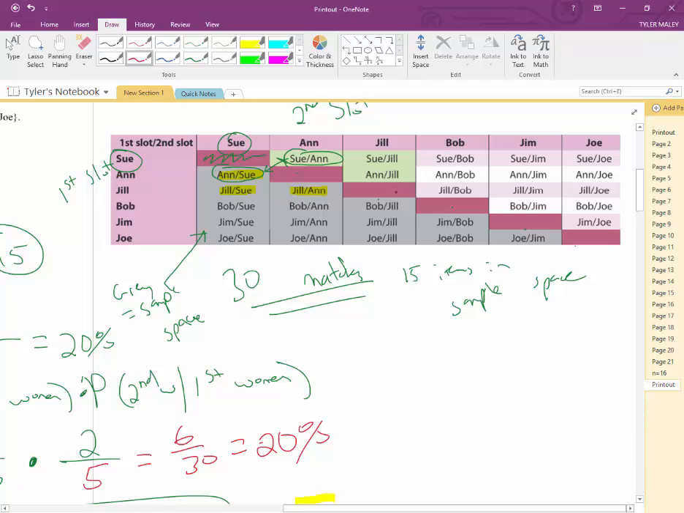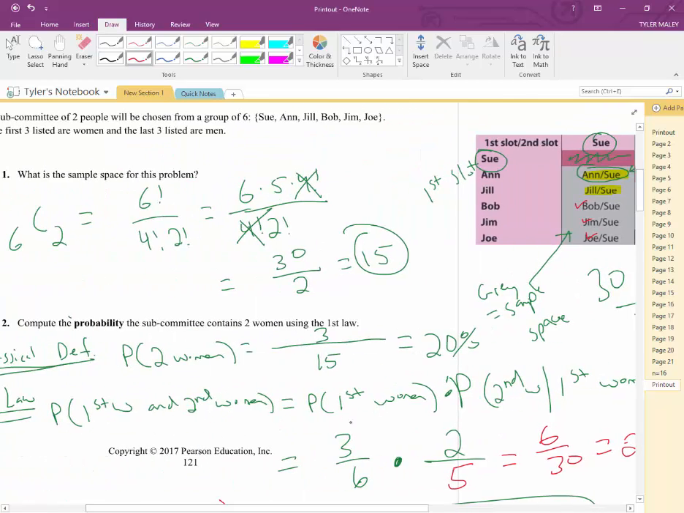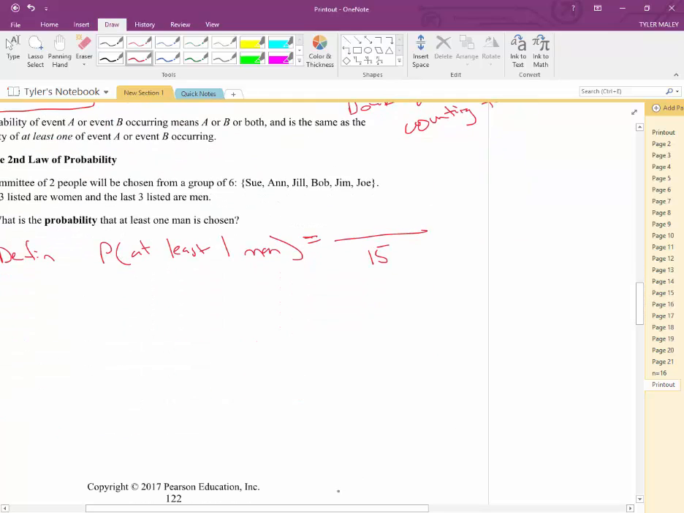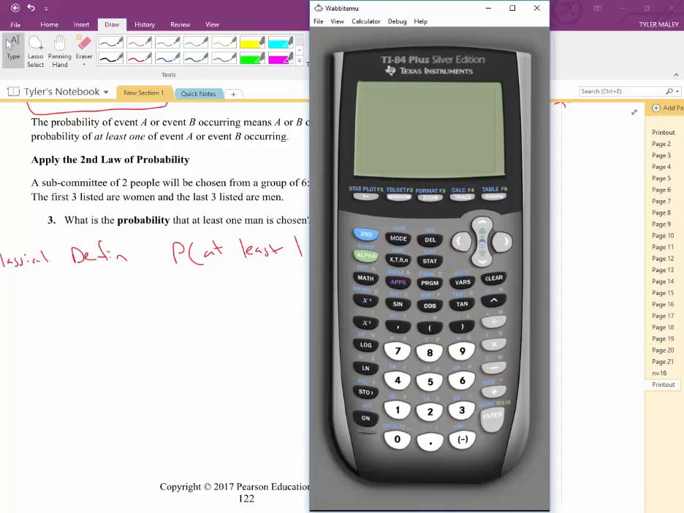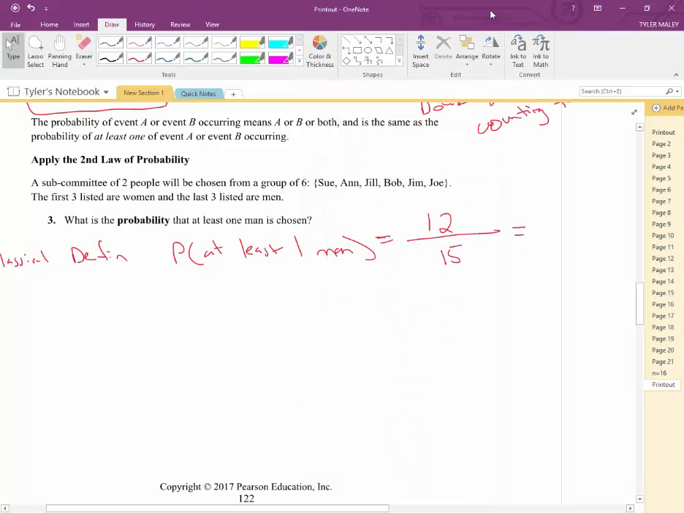So it could have one man or two men. Here's one man, one man, one man, one man, one man, one man, and so forth. All of these have at least one man. So there are, what, 12? Using the classical definition, there are 12 out of 15 ways to have at least one man. If I take 12 divided by 15, I should get 80%. So we get 80%.